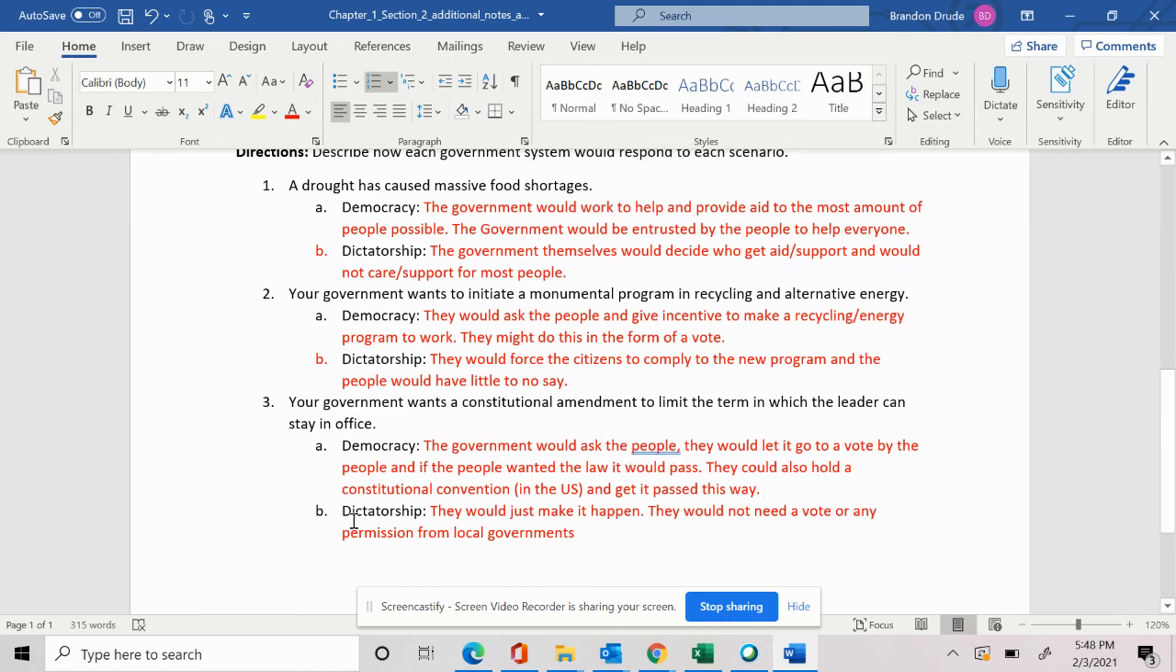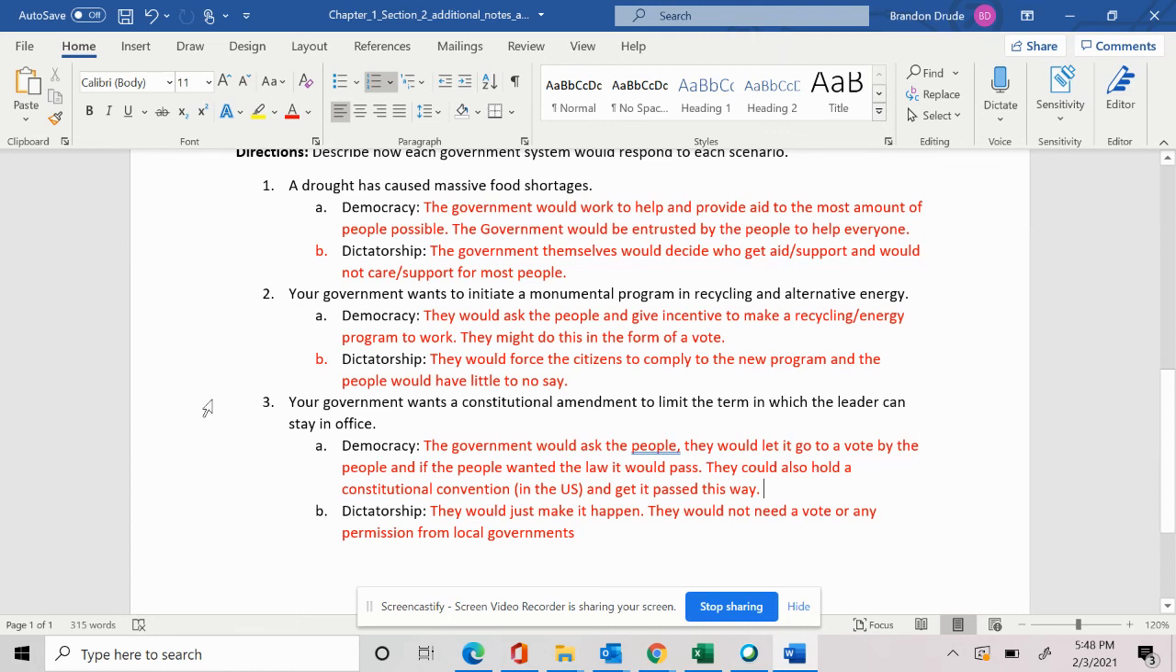And again, if you can't tell the theme that's going on here, a dictatorship would either just make it happen or not make it happen. Again, they don't care about the people. They do it themselves. Whatever they want, that's what will happen. If they wanted this type of law in place, they would make it. If they're like, we want to stay in power. We don't want to limit our power. Well, again, that's what they would do.